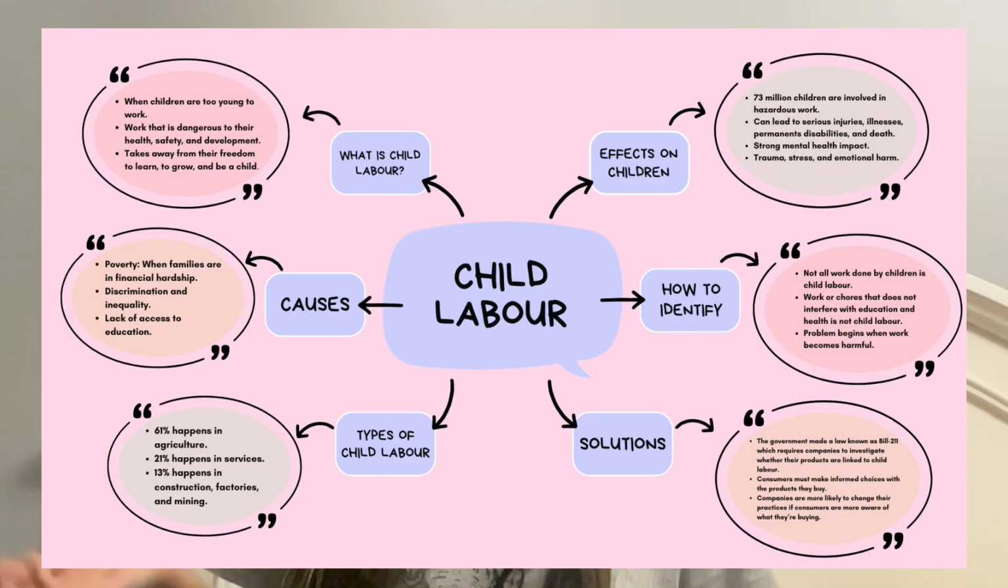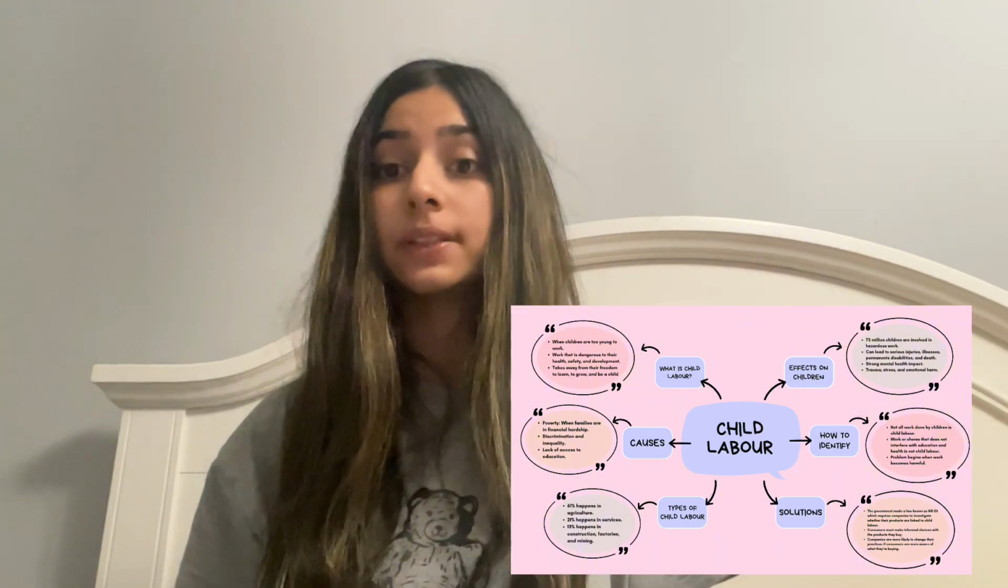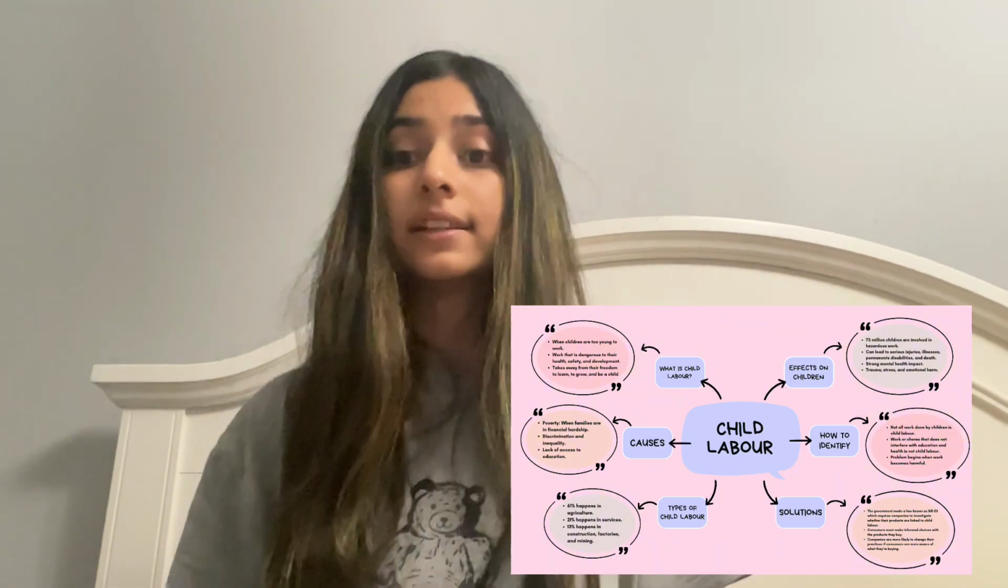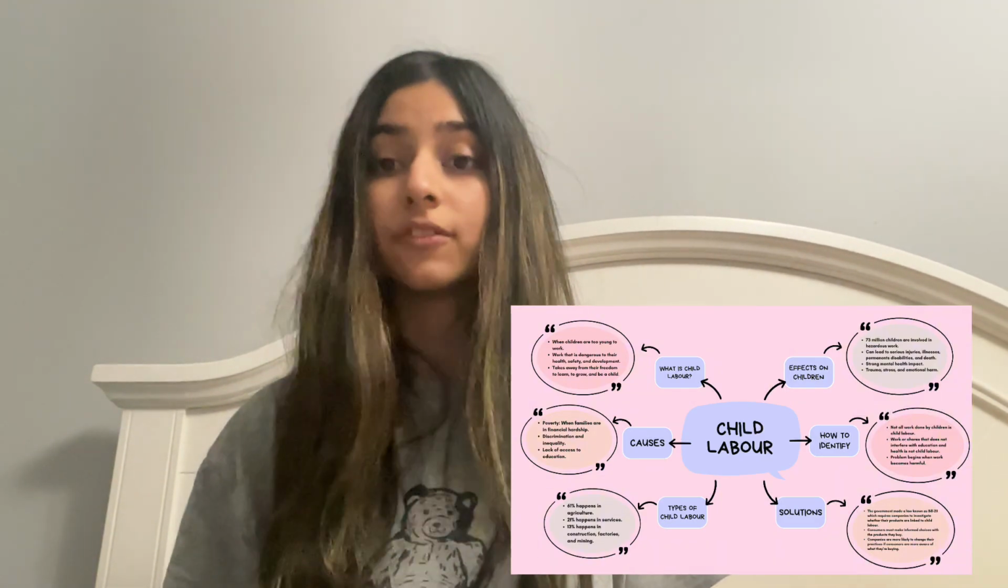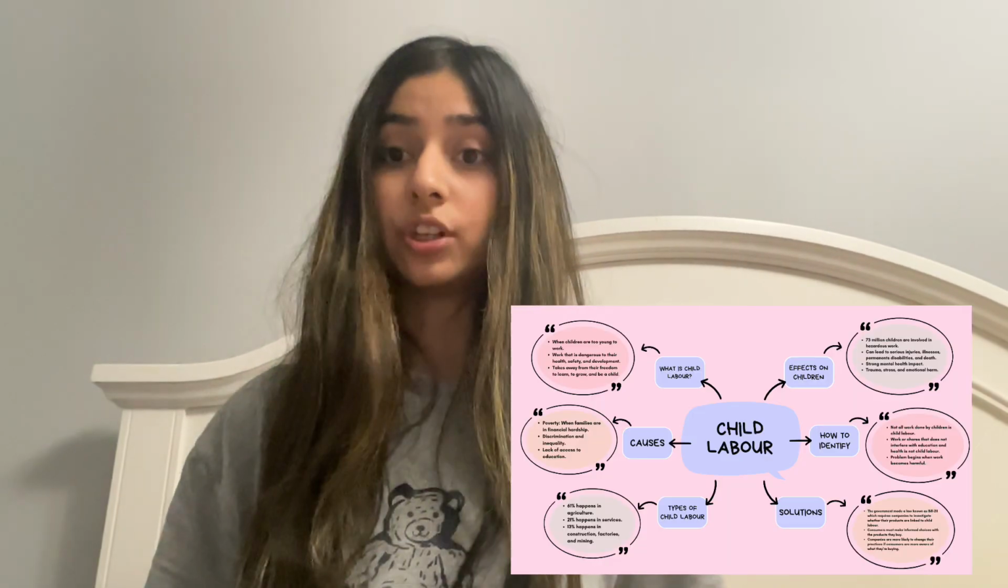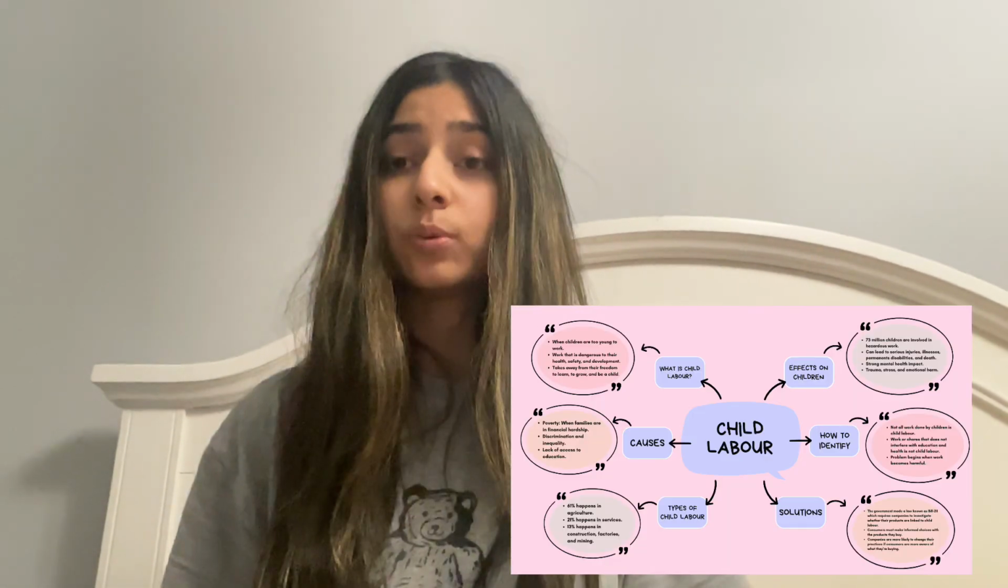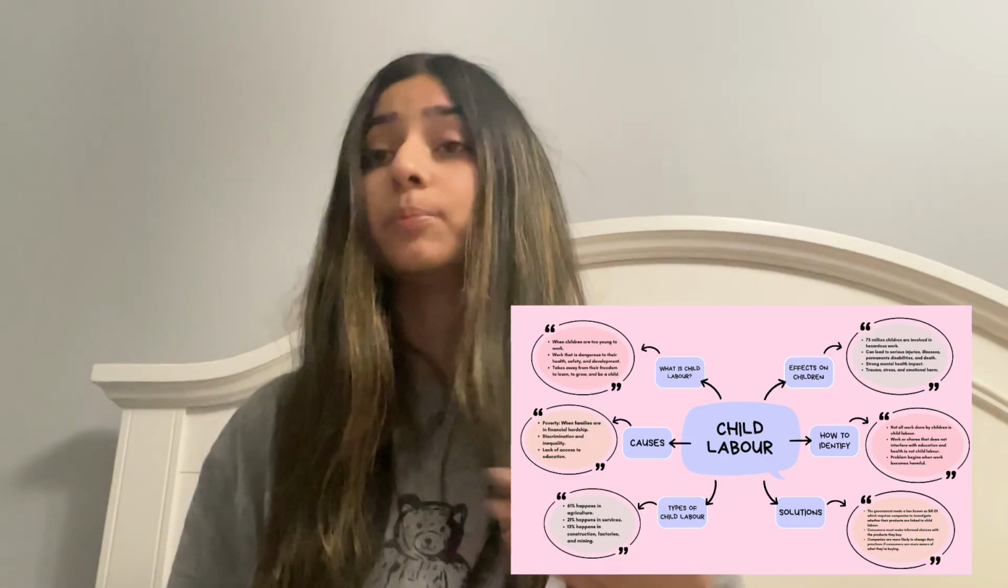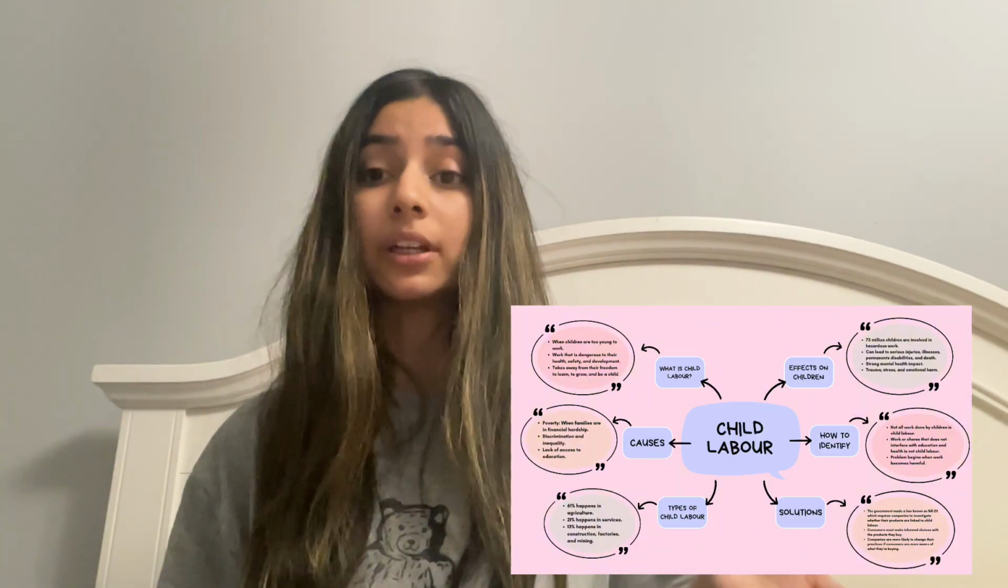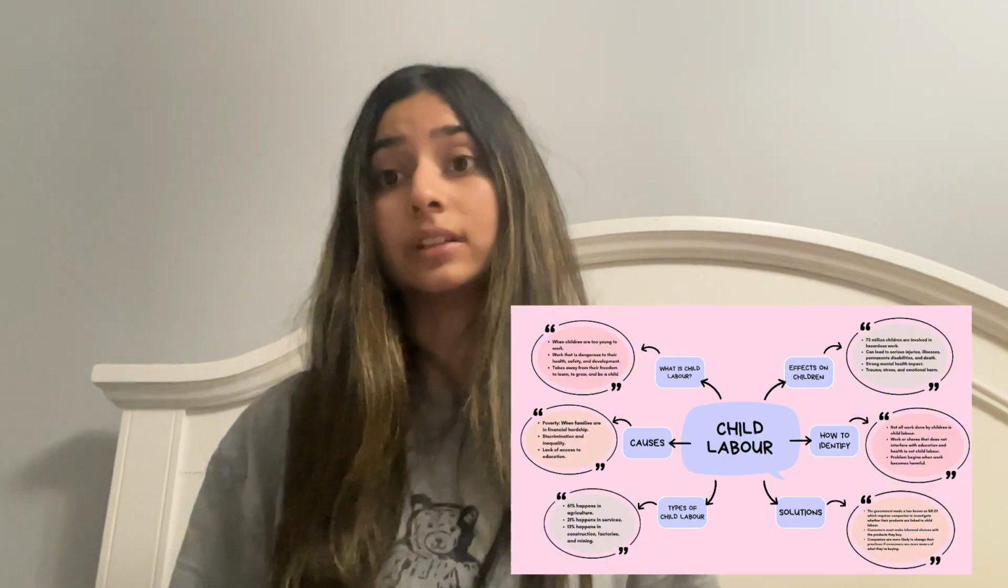To help us better understand this issue, I created a mind map that breaks child labor into 6 different sections: what child labor is, why it happens, the different forms it takes, its effects on children, how to identify it, and the possible solutions. By exploring each one of these areas, we can gain a deeper understanding of why child labor continues to exist and how we can stop it.